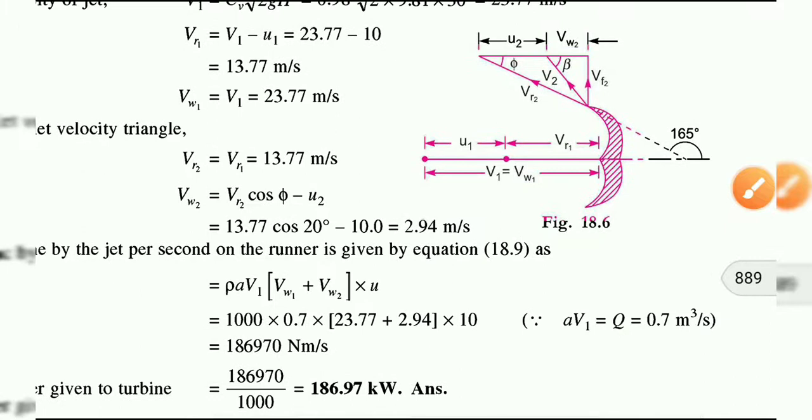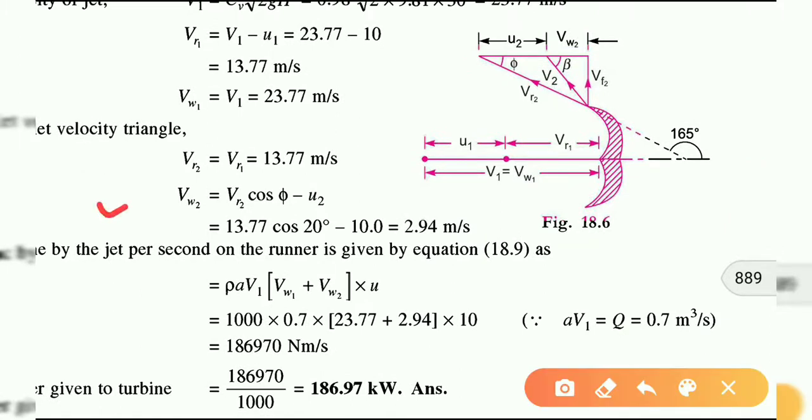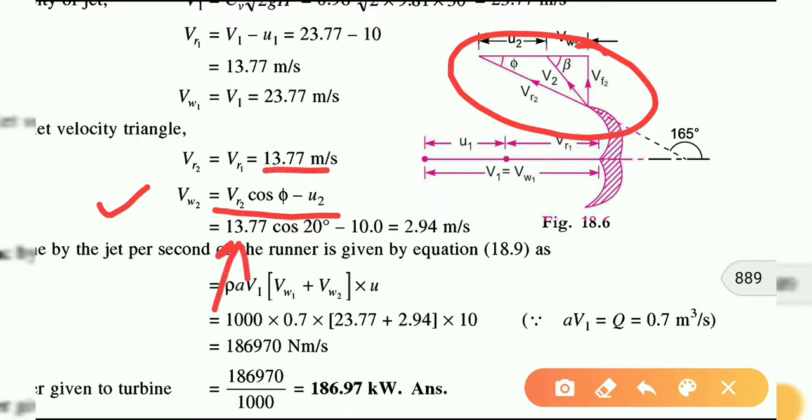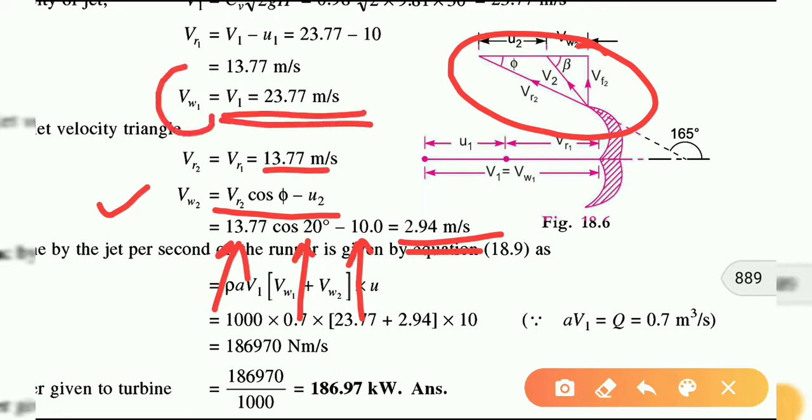Now to calculate VW2, VW2 is equal to VR2 cos phi minus U2, from the outlet velocity triangle as explained earlier. The value of VR2 we have just calculated. The value of phi we know is 20 degrees, and the value of U, the mean bucket speed, is 10. So calculating this we will get the value as 2.94 meter per second, and the value of V1, which is equal to VW1, is 23.77.